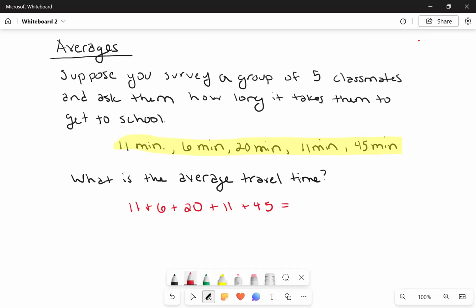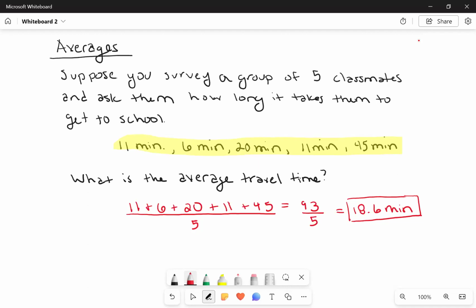Okay, so let's see. I get 93 when I add them together. Then I'm going to divide that by 5. Why 5? Well, because 5 people gave an answer. So 93 divided by 5 gives me 18.6. So I'm thinking that the average travel time is 18.6 minutes, at least for this group of students.